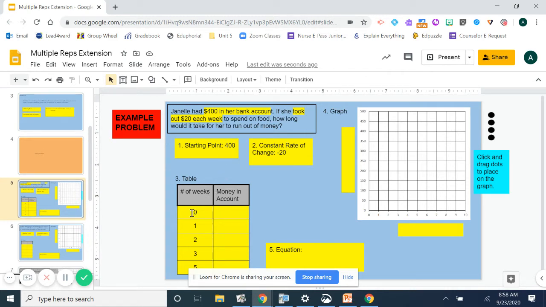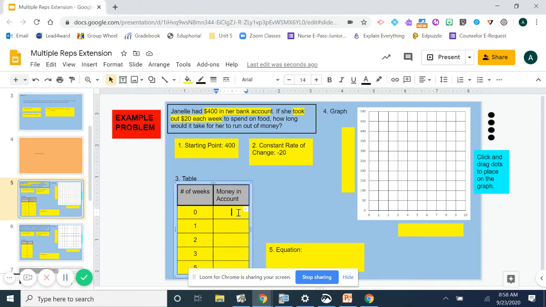So now I can go ahead and start working on my table next. Notice that I'm comparing the number of weeks to the money that's left over in the account. So at 0 weeks, meaning the beginning, she has $400 in her bank account. After 1 week, well, I know every week she's taking out $20 according to my constant rate of change. So I basically have to take 400 and subtract 20. So that would give me $380.